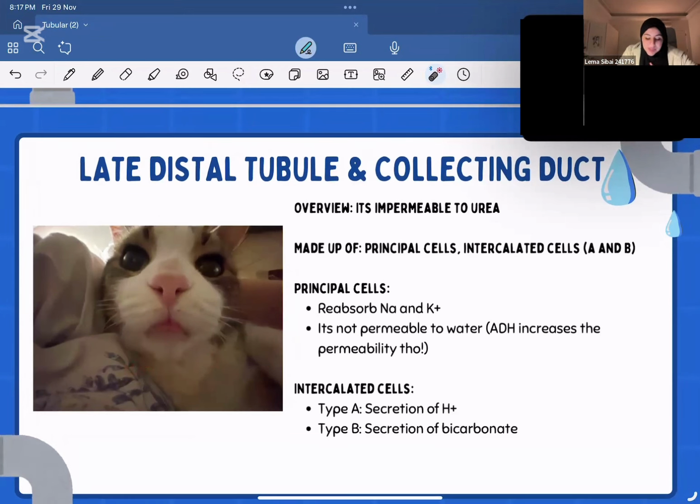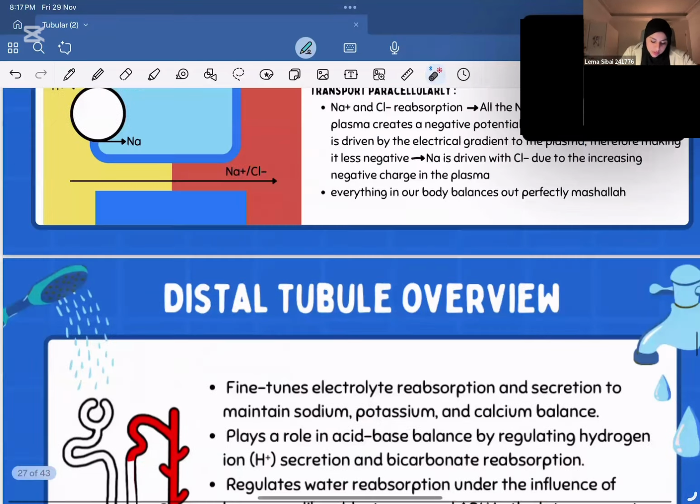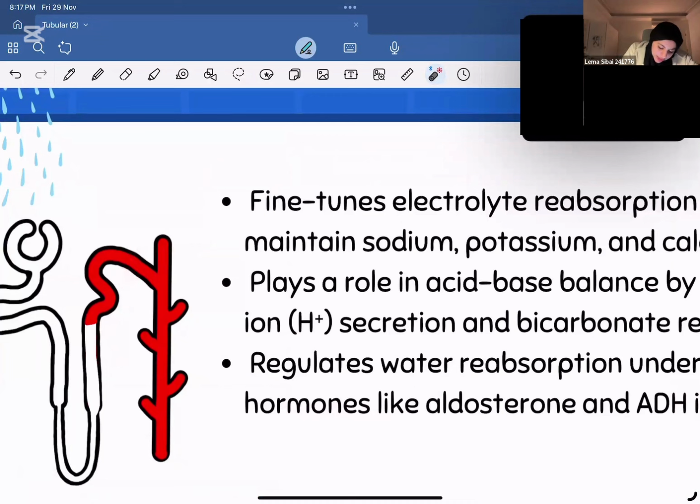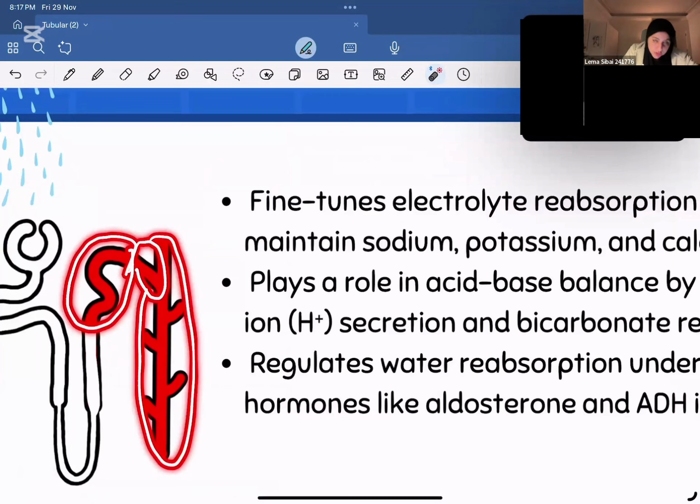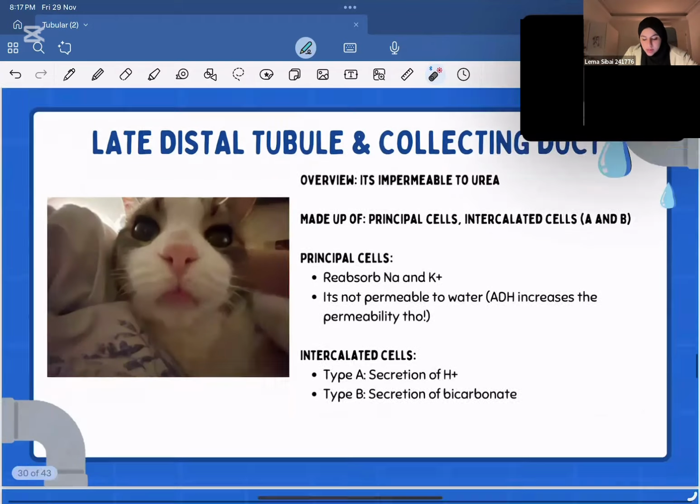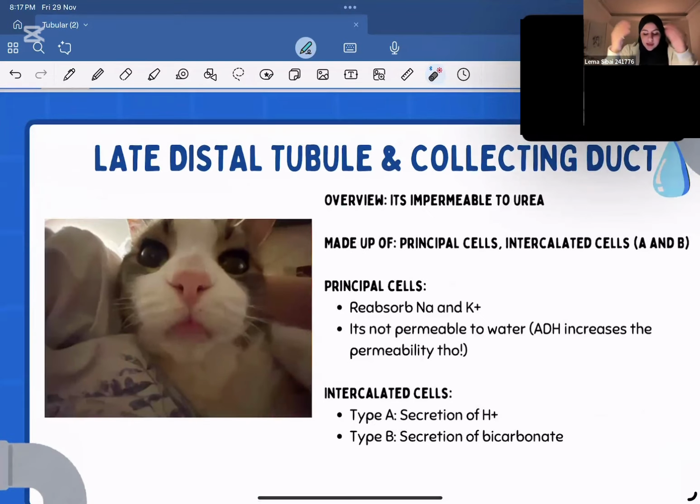But now we're going to be talking about the late distal tubule and the collecting duct, because the early distal tubule kind of ends here, and the late distal tubule is over here, and it continues on to here. So that's what we're going to be talking about right now. Okay, so this is just an overview, but it's not permeable to water. There's actually no water that is being secreted or reabsorbed in the distal tubule and collecting duct, unless a hormone acts on the nephron and induces water reabsorption or water secretion.